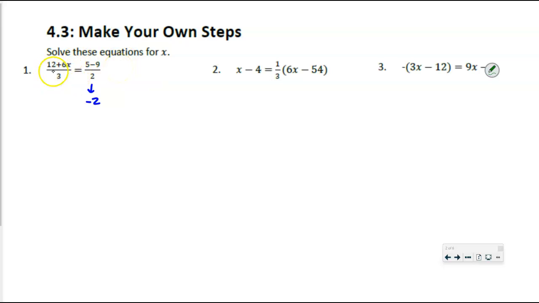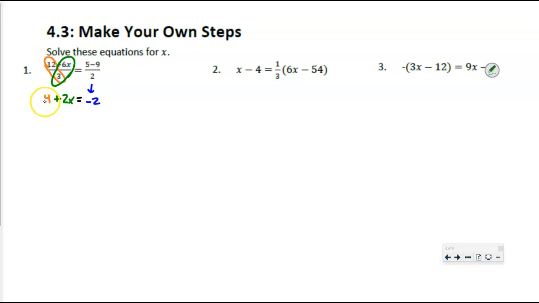I can also simplify the left-hand side. Maybe you didn't catch that right away, and that's okay. But I would like to show you that 12 plus 6x is divided by 3, and 12 can easily be divided by 3, just like 6 can easily be divided by 3. So this whole thing is divided by 3, but it is okay to divide it in pieces. 12 divided by 3 is 4. And 6x divided by 3 is 2x. By taking the time to simplify both the left-hand side and the right-hand side, I took this equation that looked very intimidating, and now it's a very simple equation.